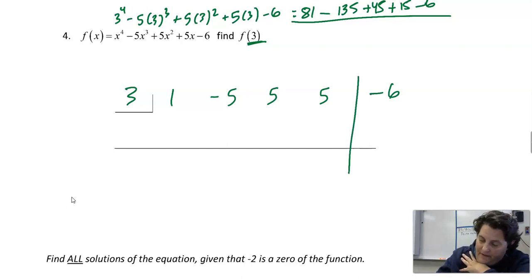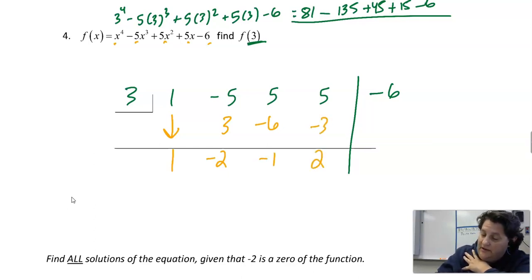Okay? So I got my numbers. 1, negative 5, 5, 5, 6. Okay, check this out. 1 times 3 is 3. That's negative 2. Negative 2 times 3 is negative 6, that's negative 1. Negative 1 times 3 is negative 3, that's 2. 2 times 3 is 6, that's 0.